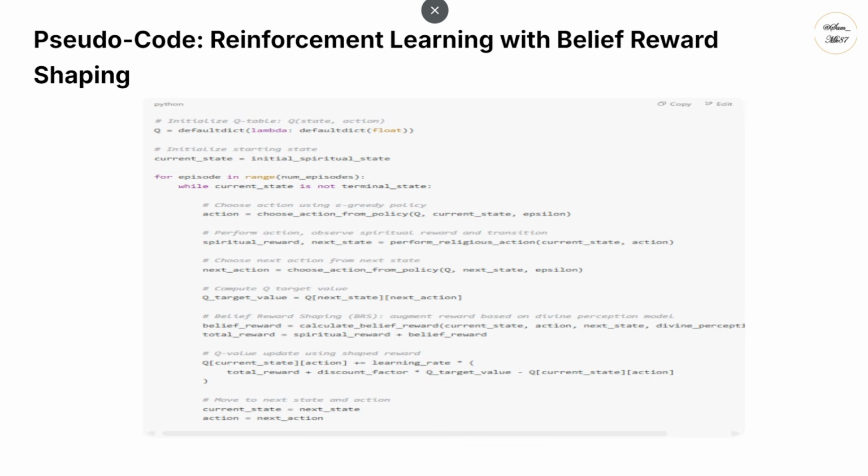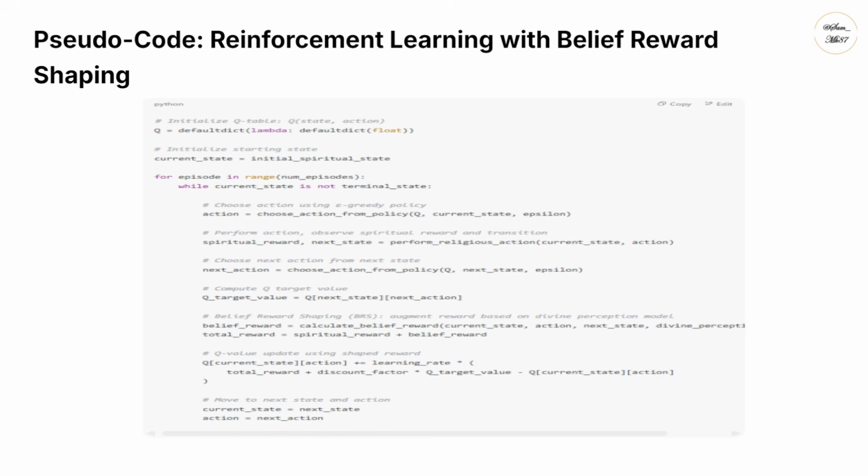So now, to help you better understand reinforcement learning with belief reward shaping, I provided some pseudocode here, which maybe later on you can go through in detail. This pseudocode models how an agent, like a person navigating a religious life, might learn through reinforcement learning, but with that important twist, belief reward shaping.